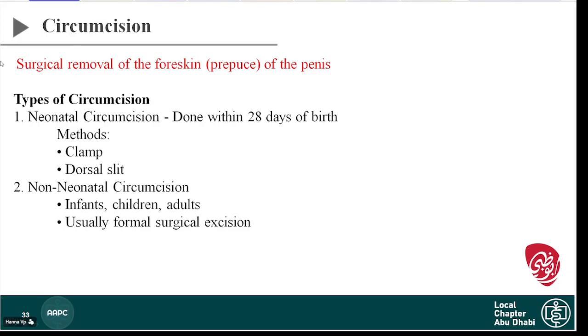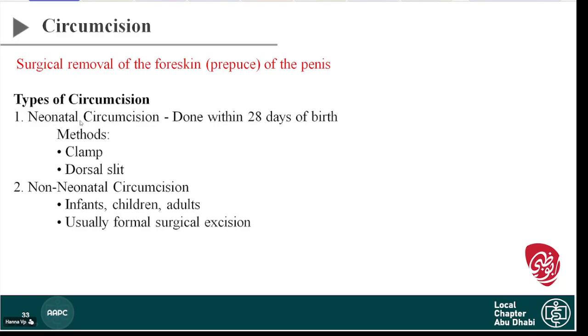Can you see two types are there? Neonatal circumcision and non-neonatal circumcision. Neonatal means it's for babies, from delivery up to 28 days. That is what we can consider a neonate, right? So circumcision can be done in both neonates and non-neonates. What is meant by non-neonate? We can say adult patients also come under that.